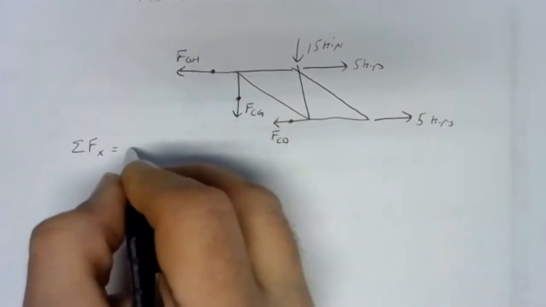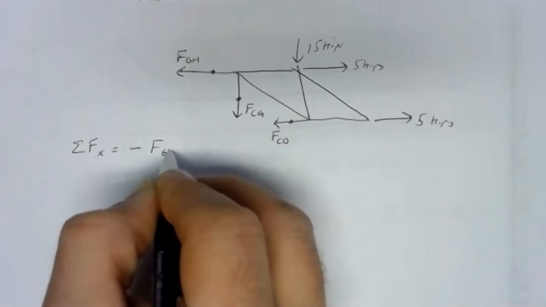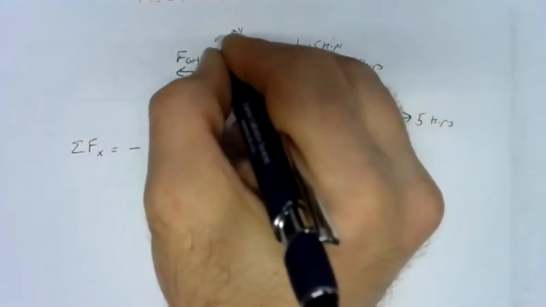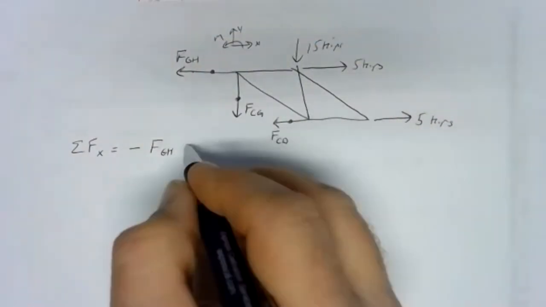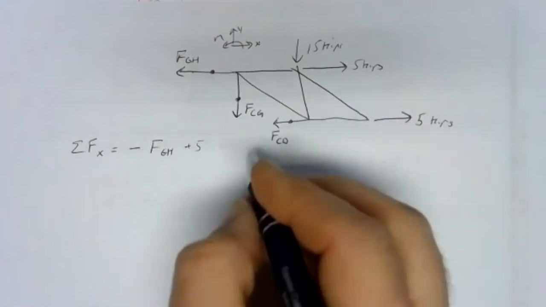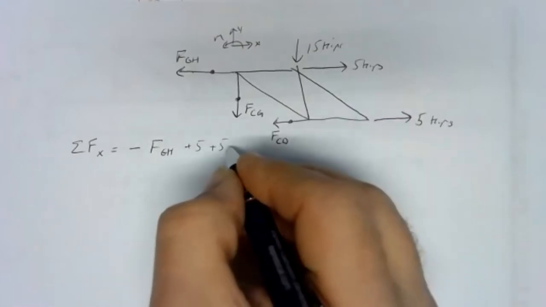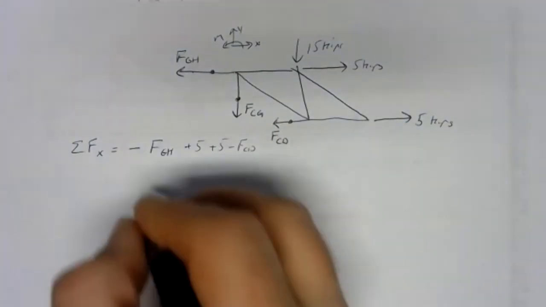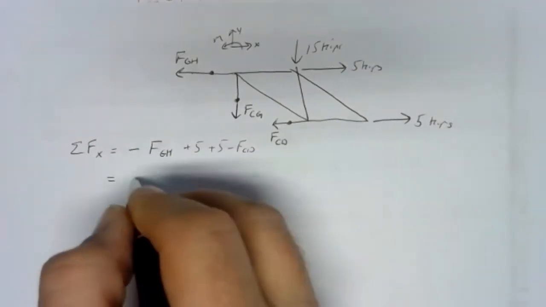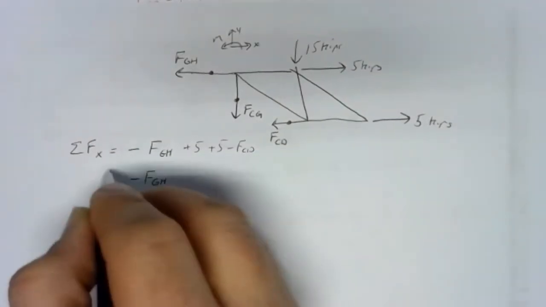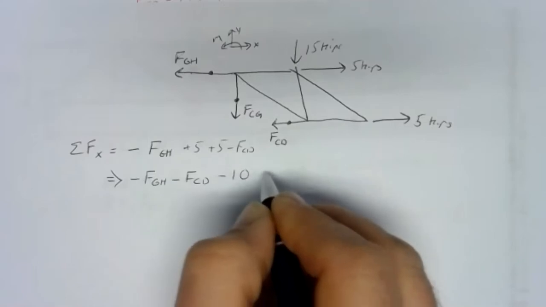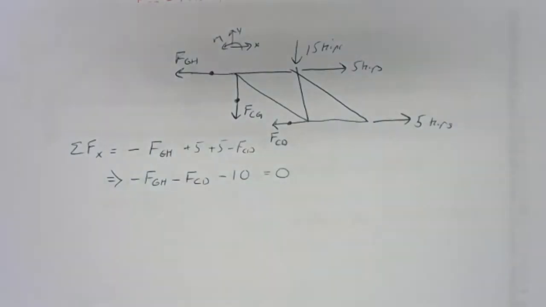In the x direction, I've got a negative FGH, a positive 5, another positive 5, and a negative FCD. So that's our x direction equation, which if we clean it up a little bit, is negative FGH minus FCD minus 10 equals 0.